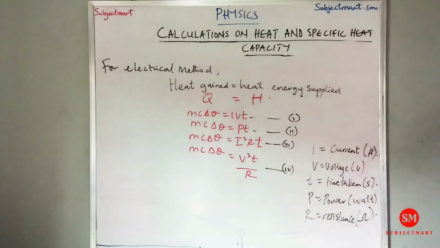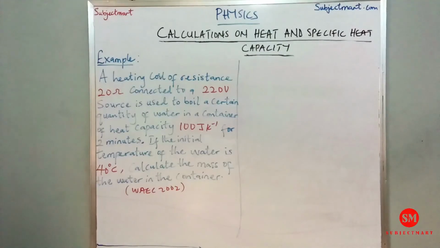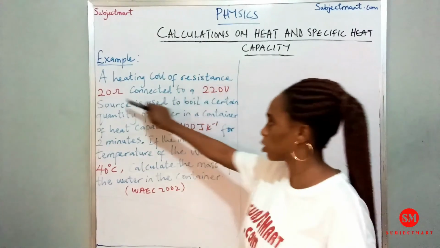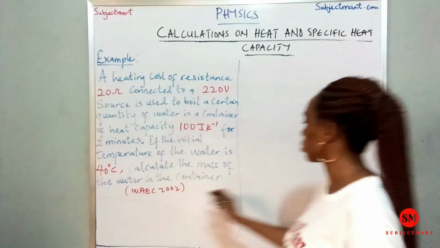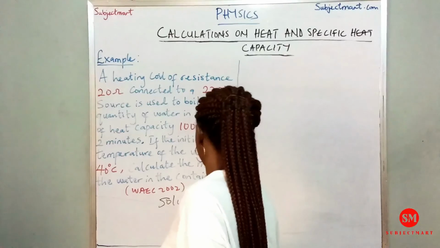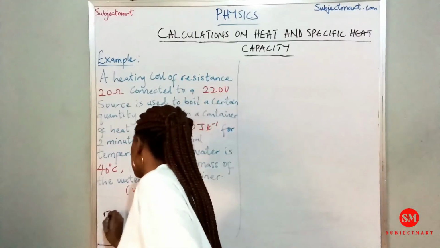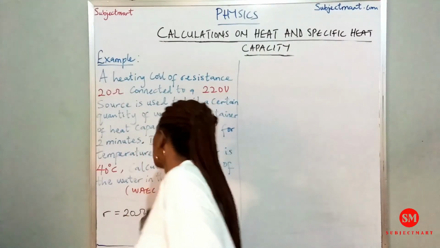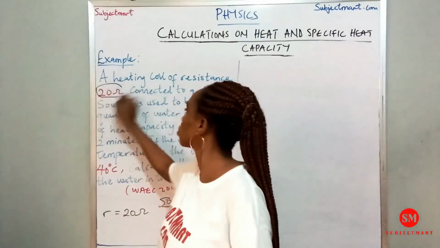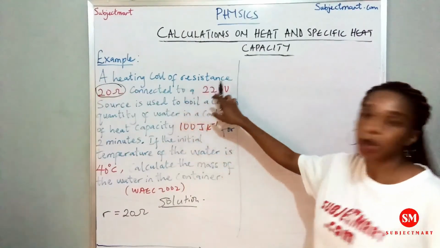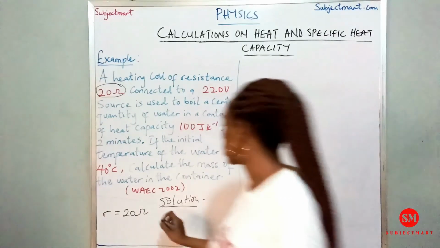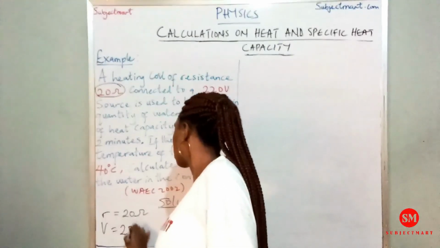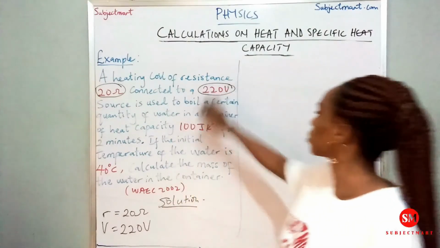I believe this is very explanatory. So quickly, I'm going to do an example on that. A heating coil of resistance 20 ohms. So we are given the resistance to be 20 ohms, connected to a 220 volt source. The voltage is 220 volts.